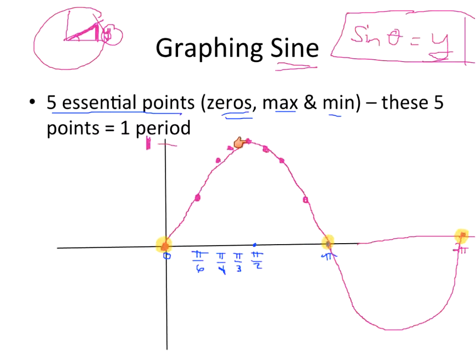And then we need to find our max and our min. Your max is going to be your highest point, which will be when our y value is a 1. And our lowest point is going to be down here when our y value is a -1. So those are considered your 5 essential points. Are there any questions so far up to this stage?